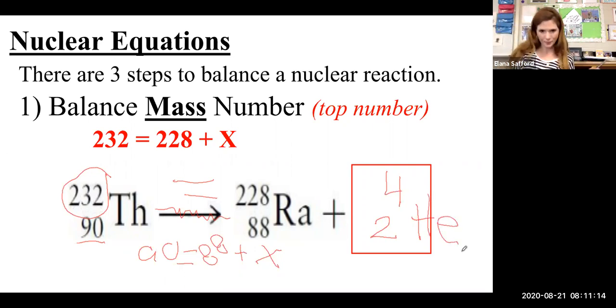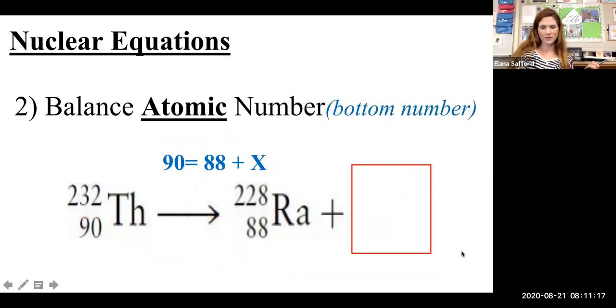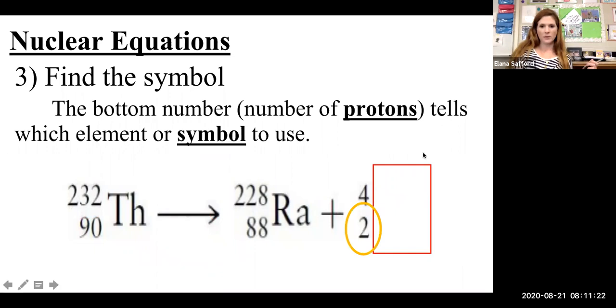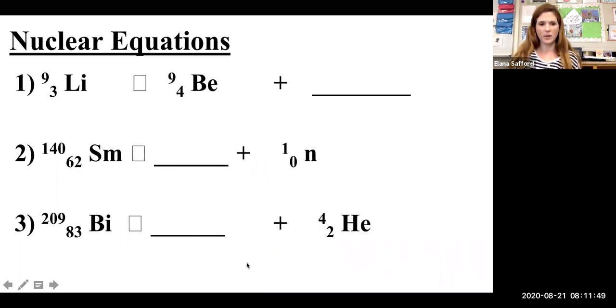And that's it. So first you balance your mass, then you balance the atomic number, then you figure out which symbol to use. The bottom number, of course, is the atomic number. That will tell you which symbol to use. So alpha will always have that 4 and 2, beta will always have that 0 and the -1, and then you know to put in the e. And that's it. It's pretty simple. It sounds complicated, but it's pretty easy to do. Just takes a little bit of practice.